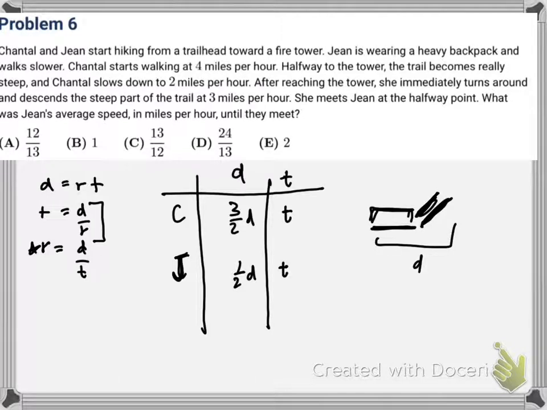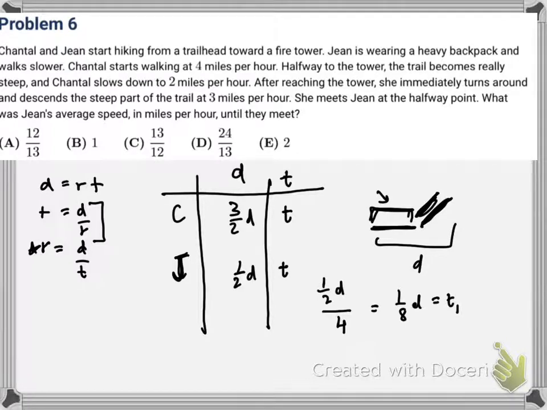All right, so if I say that it has taken Chantal T time, and obviously it's also taken Jean T time to cover that same distance, then let's try to express this in terms of D using quantities we know. So I'm going to break down Chantal's journey step by step. At first, Chantal walked 1/2 D. So she went over here at a rate of 4 miles per hour. So distance divided by rate equals time. And so it took her 1/8 D to cover that first segment.